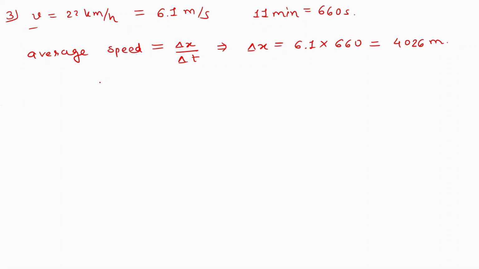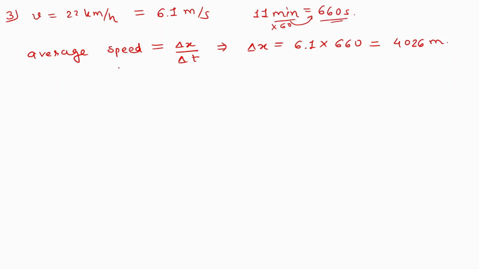So you just multiply by 1000 to convert to meters, and since it is per hour, you have to divide by 60 for minutes and 60 for seconds, and you get the result of about 6.1 meter per second. Now we also convert minutes into seconds. So you just multiply by 60, and you will get 660 seconds.